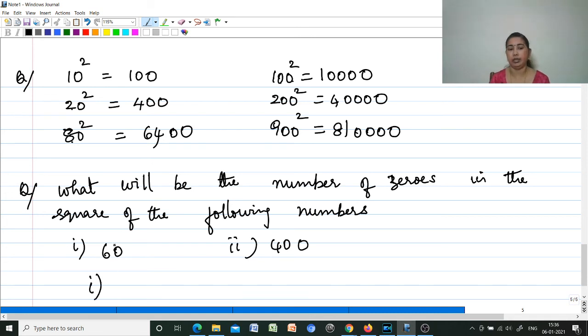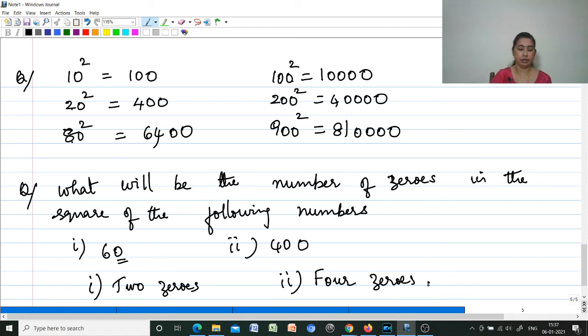So in the first one, how many zeros are here? Here 1 zero, and in the square there will be 2 zeros. Then second one, you can see 2 zeros are here, in the square there will be double of that, 4 zeros. So that's a way in which you have to find the squares of a number.